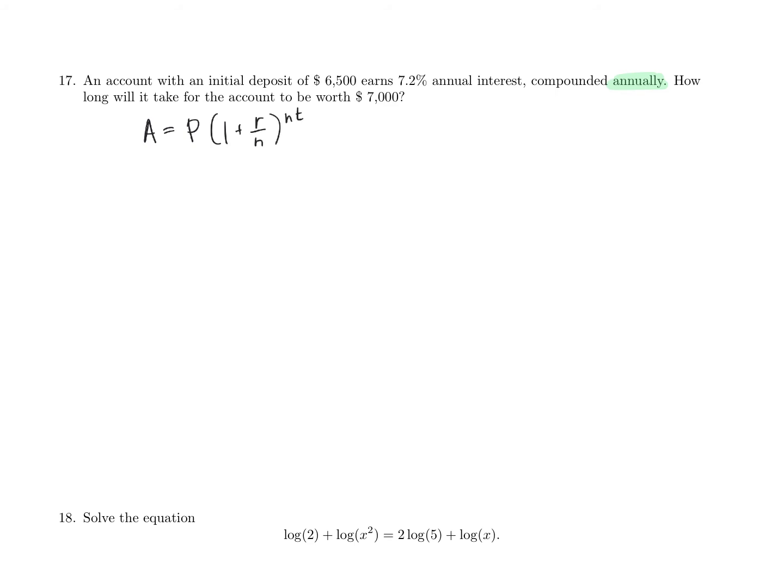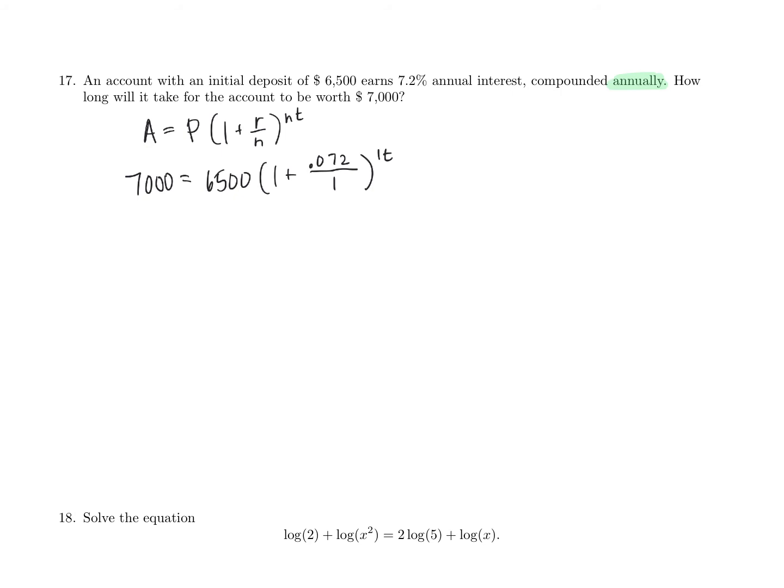Okay, and now we're going to fill in what we know. It says at the end that the account is going to be worth $7,000. So that's the A value, the amount at the end. The principal or initial investment is $6,500. The rate is 7.2%, which is 0.072. It's compounded annually, so that means once a year. And we don't know how long it's going to take. That's what we're trying to find.